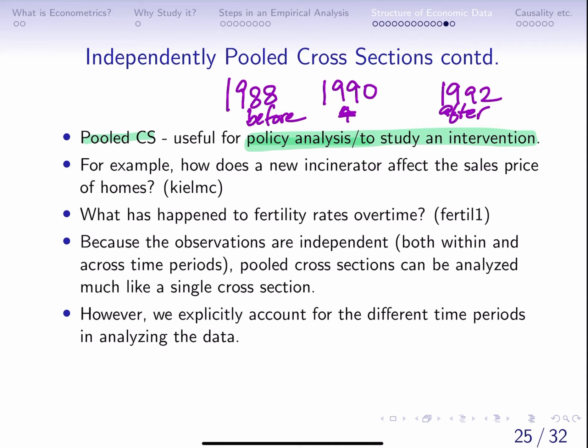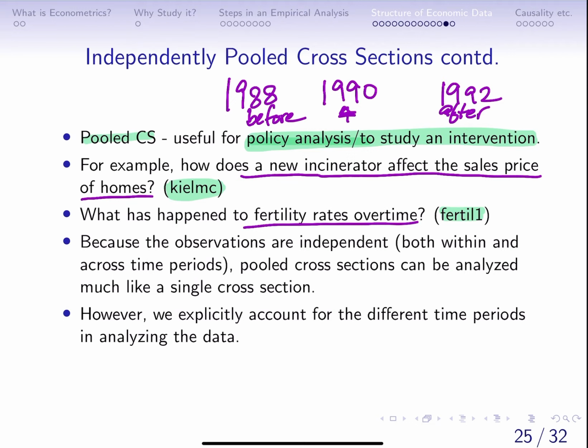There are some data sets that you might want to explore. This particular data set explores how a new incinerator affects the sales prices of homes. Another data set that we'll look into right now is Fertil1, which will be useful to look at what happened to fertility rates over time. And these are all coming from published papers.